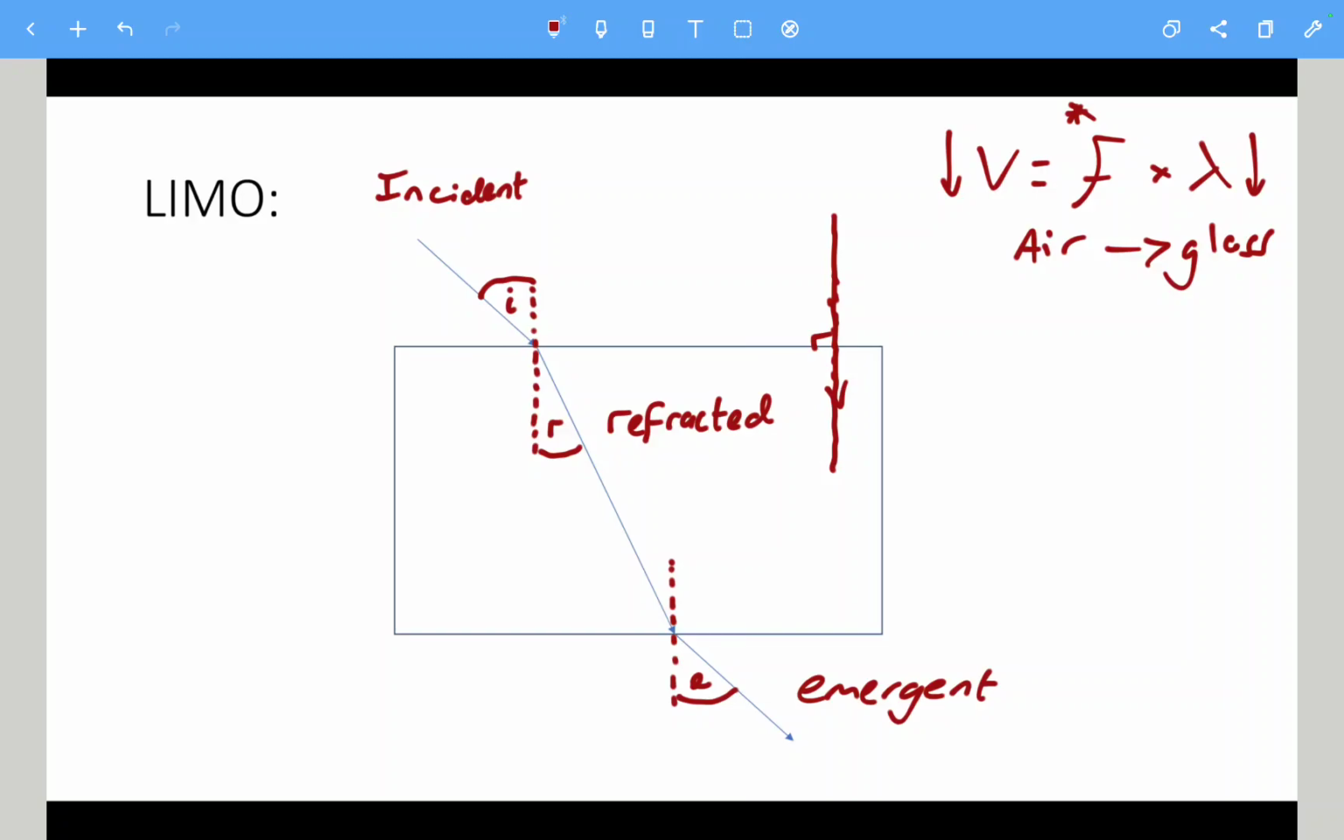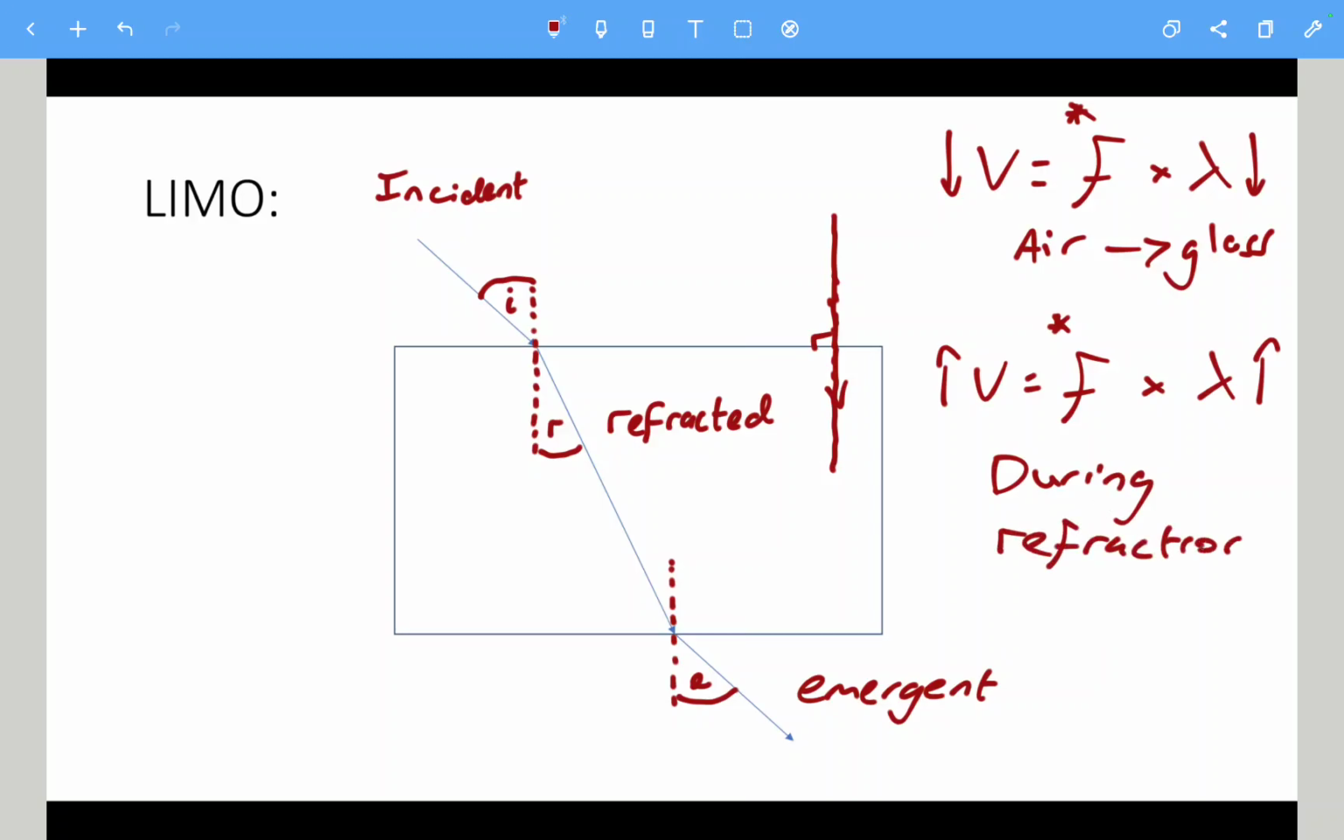As it comes from glass into air, I'll write the wave equation again: the wave speed will go back up and the wavelength will increase. The frequency stays the same. So during refraction, I can make a note on this one. Did I say diffraction? I meant refraction. During refraction, frequency stays the same.